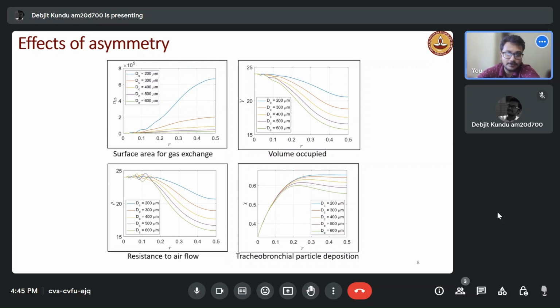which turns out to be very close to the actual value that has been measured in human lungs. So using these results, we can explain that the asymmetry has evolved as a feature of the lung in order to maximize the filtration and maximize the protection against foreign particles, even at the expense of breathing efficiency.